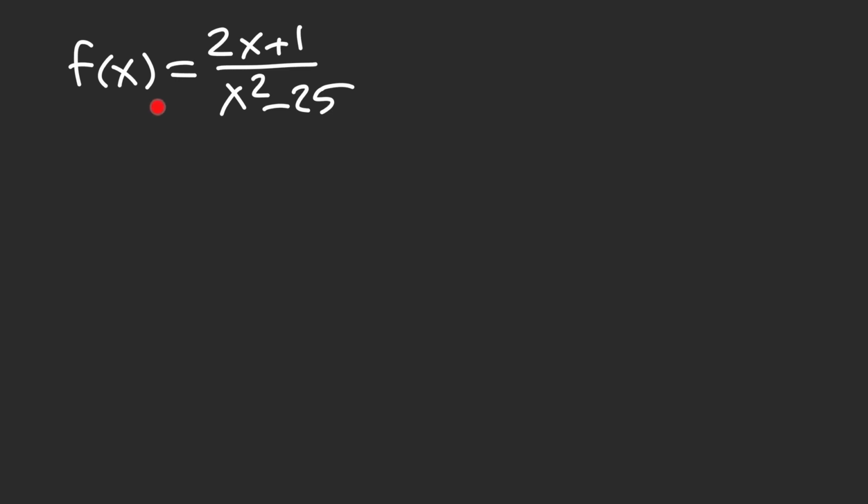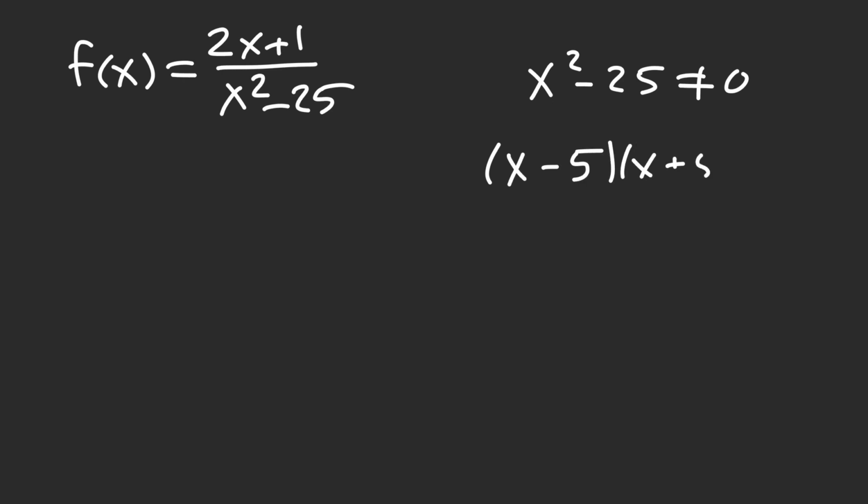Let us take one more example on the rational function. F of x equal to x plus 1 divided by x squared minus 25. As we agreed earlier, we should set the denominator to not equal 0. So x squared minus 25 should not equal 0. This is a difference between two squares. Using the difference of squares formula, the answer for this will be x minus 5 times x plus 5. This should not equal 0.